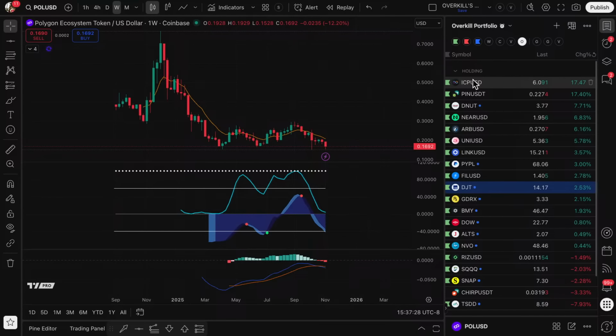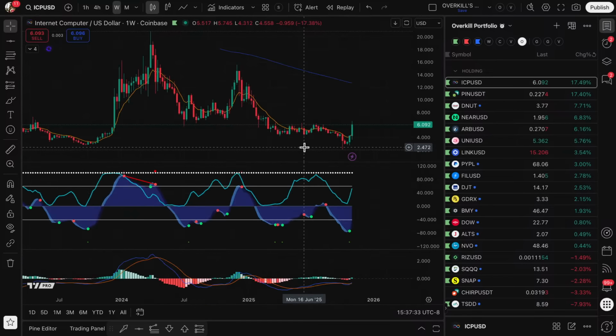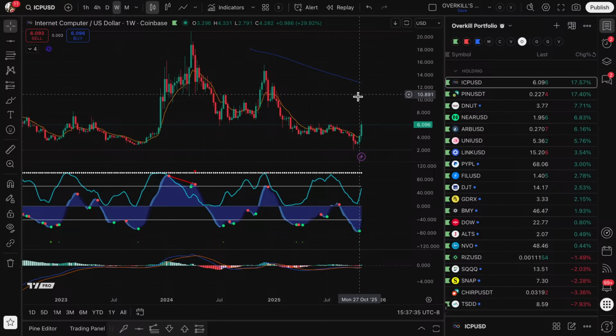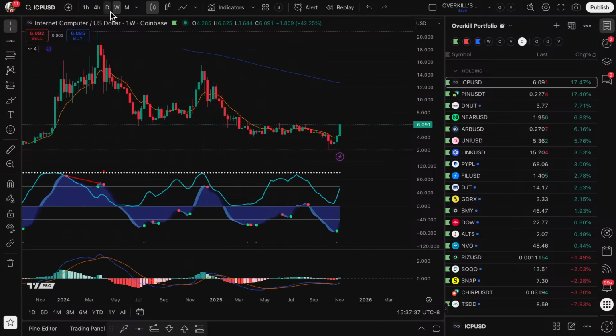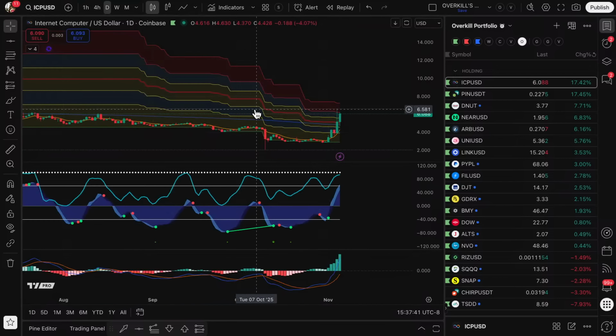I wouldn't buy an ICP. I mean, it's hard to say, man. It's honestly hard to say. I don't know what this thing's going to do. It could go back to 20. If I was going to buy ICP, I don't know. I'm already in it. I'm in at $3, so it's hard for me to say yes up here.